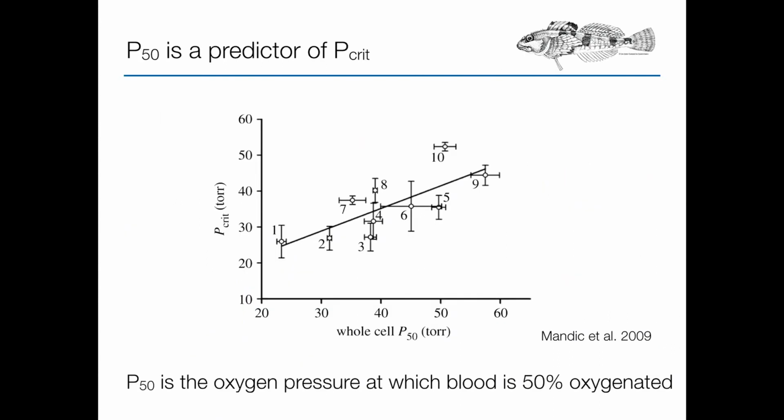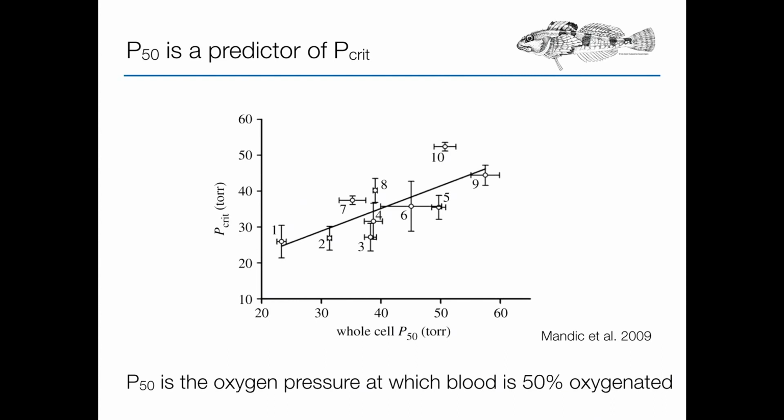There was a really neat study by Mandic et al. in 2009, where they were interested in understanding these different measures of hypoxia tolerance and how they're connected. This is a sculpin, a little tiny fish. They found closely related fish, with the same morphological features, that lived in different habitats. They were different species, but closely related, and they tried to figure out how critical oxygen pressure is related to P50.